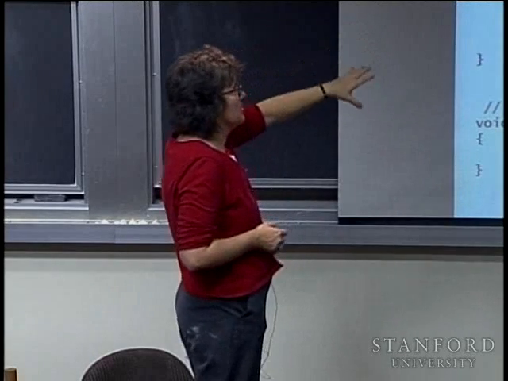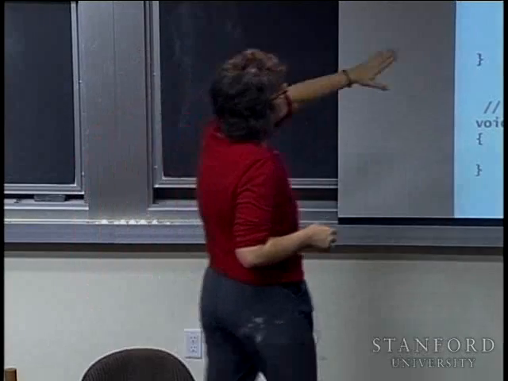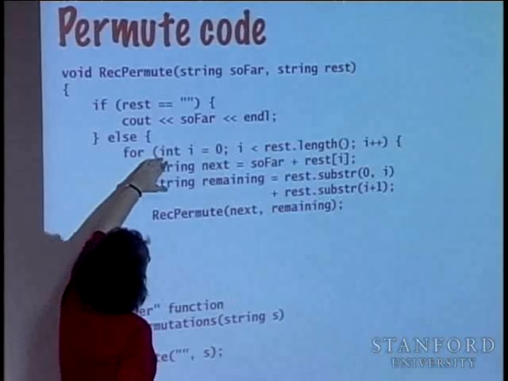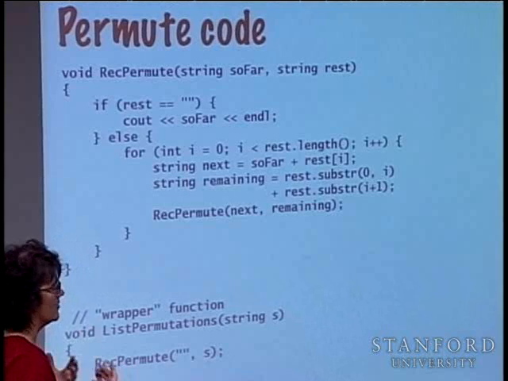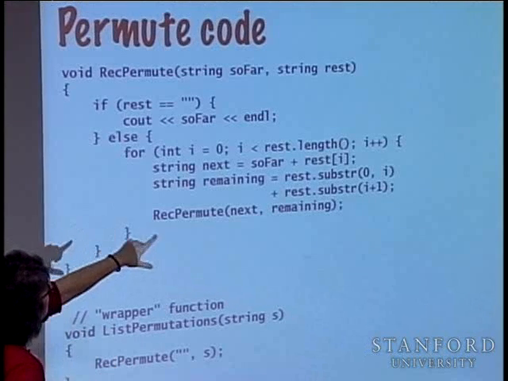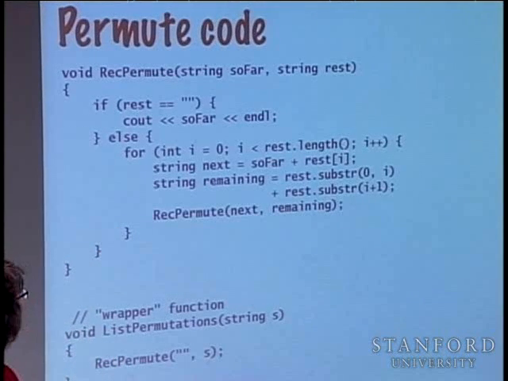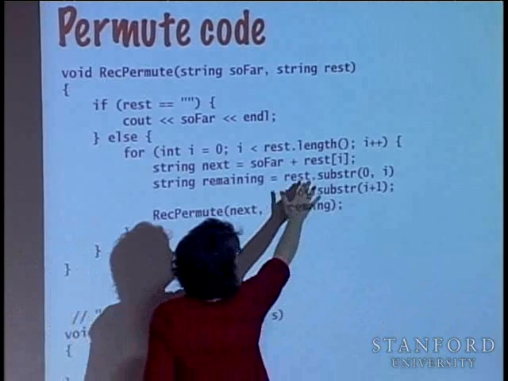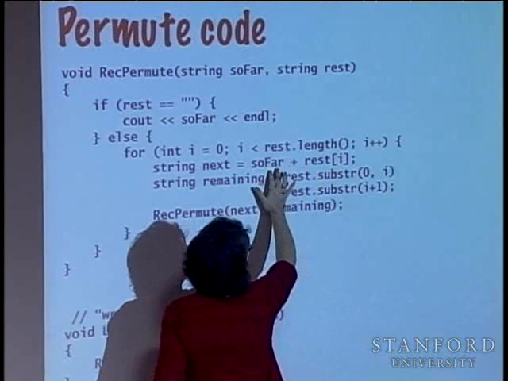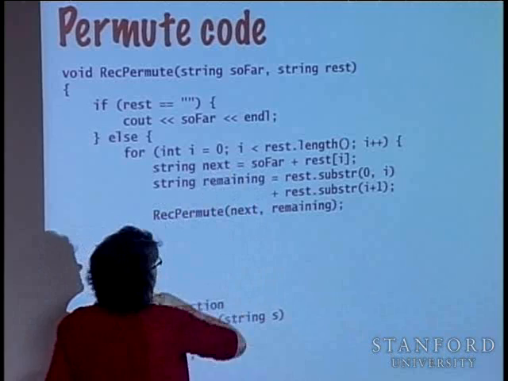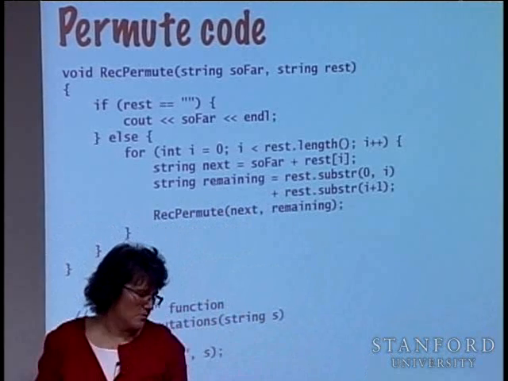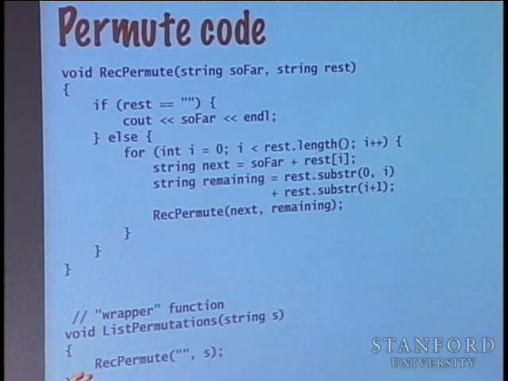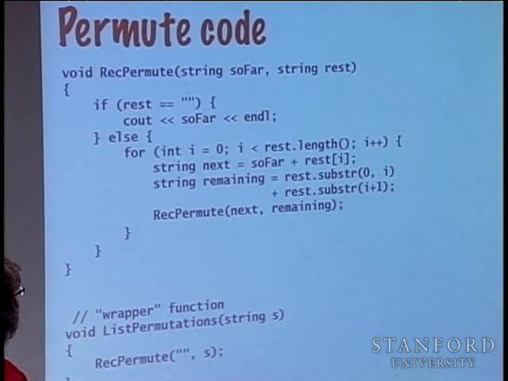If it's not empty, so in my else case, then for every letter that remains in the rest, so imagine, for example, I'm starting with the whole alphabet at the very beginning and so far was empty, this for loop is going to iterate 26 times. It's going to take out the ith character, and it's going to append it to the permutation, and then it's going to remove it from the rest to show that it's been used, so we won't accidentally repeat it later in the permutation.